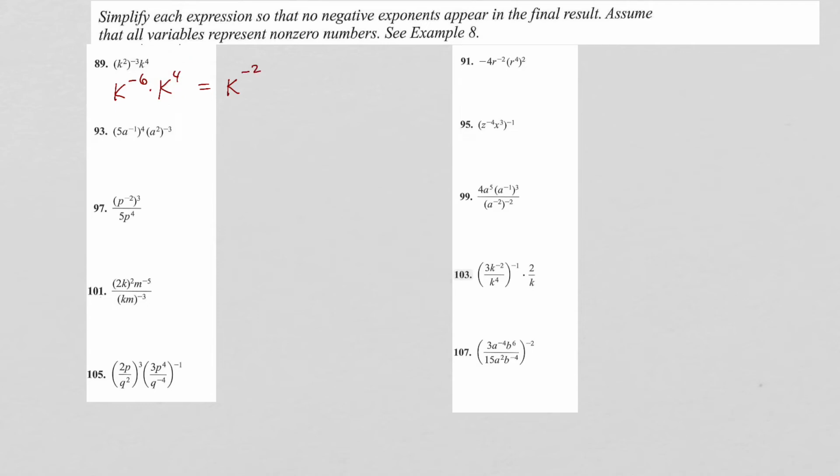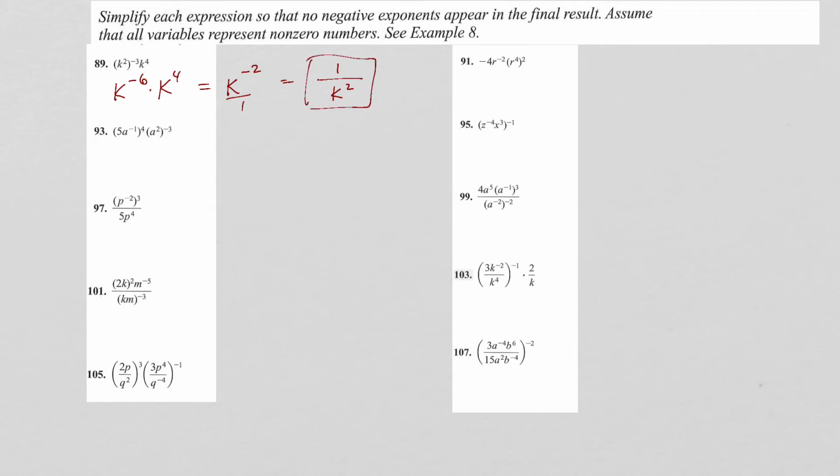But we can't leave our answer with negative exponents. It says that no negative exponents appear in the final result. So we have to bring this down to the other side of the fraction. And if there's no fraction, you create a fraction by putting it over 1. So now we have 1 over k to the positive 2.